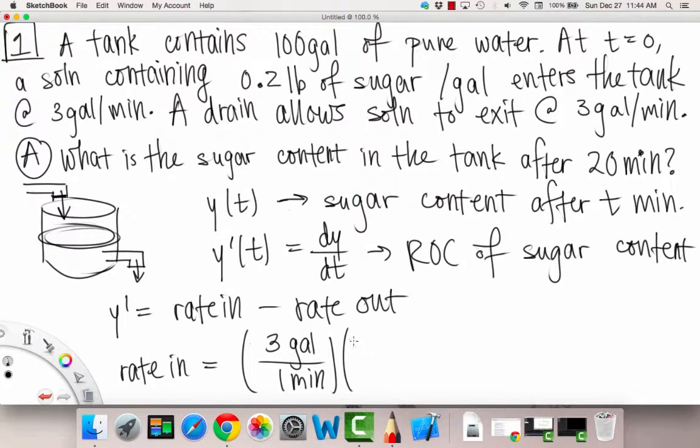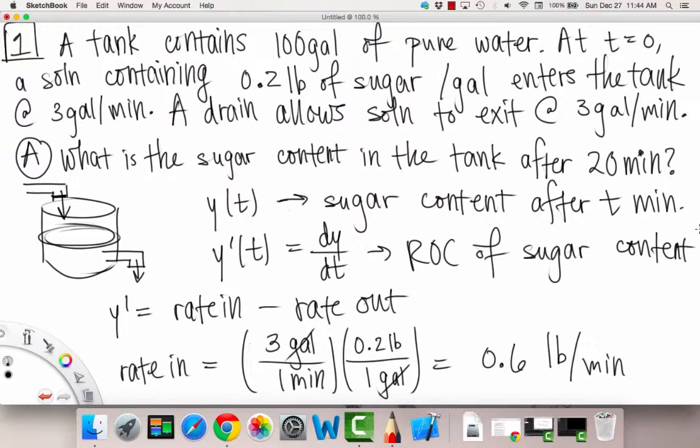And then times the concentration of that solution entering. So that would be, in this case, 0.2 pounds of sugar per 1 gallon. Okay? So if we solve for that, we just get 0.6 pounds per minute. So this is how much sugar is entering per minute. Okay? And now let's do rate out on the next slide.